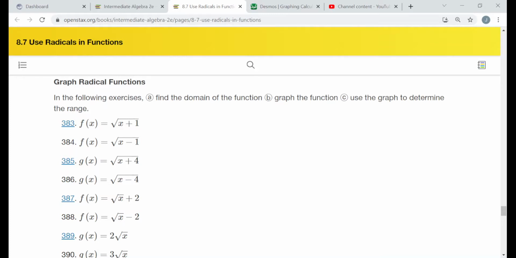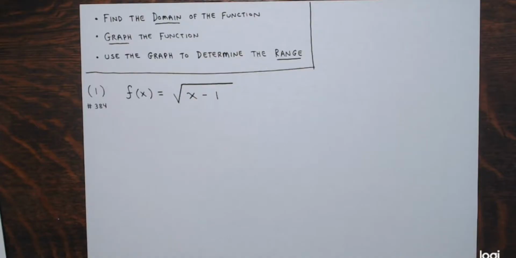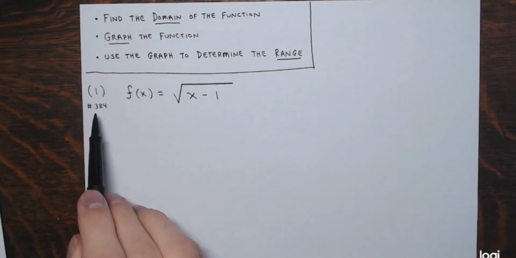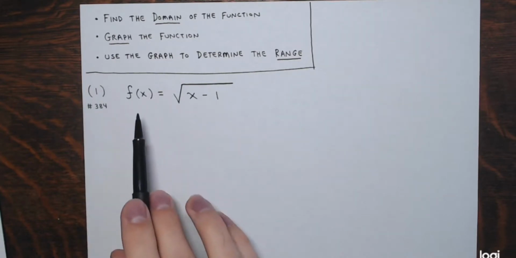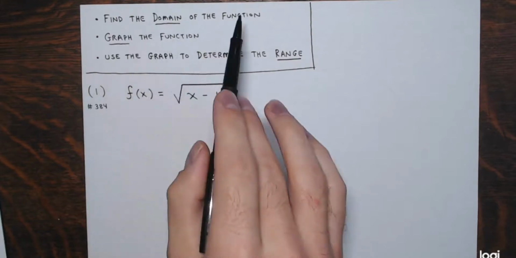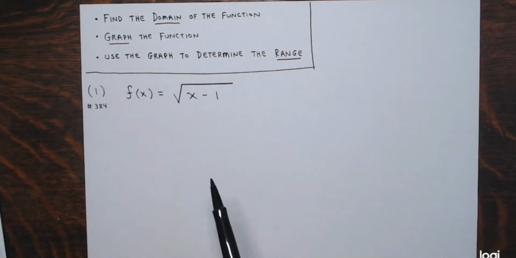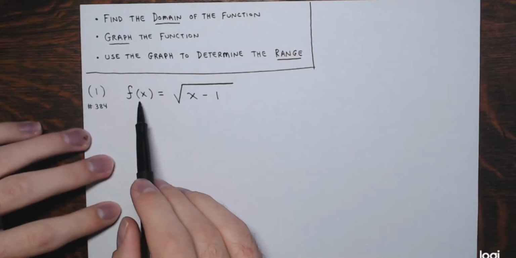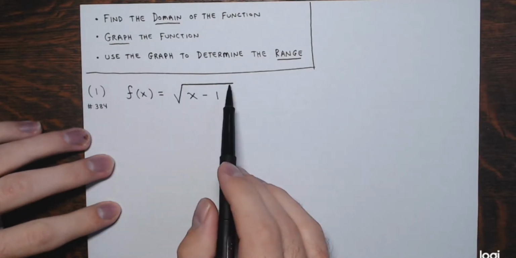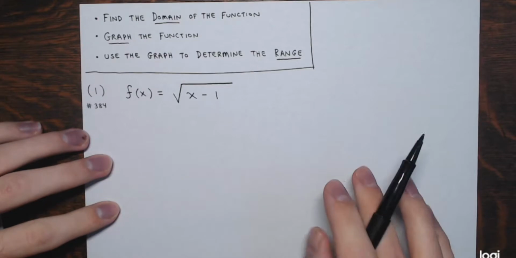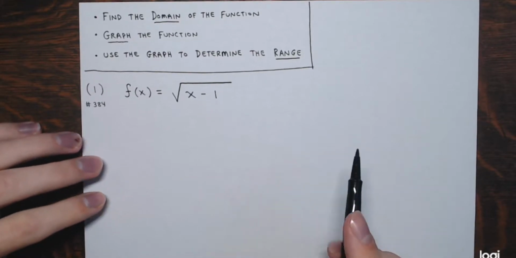Alright, so first question again is 384. I've got that written out here. So example 1, number 384. And once again, find the domain, graph the function, and then determine the range. So we have f of x equals the square root of x minus 1. All right, so first the domain.